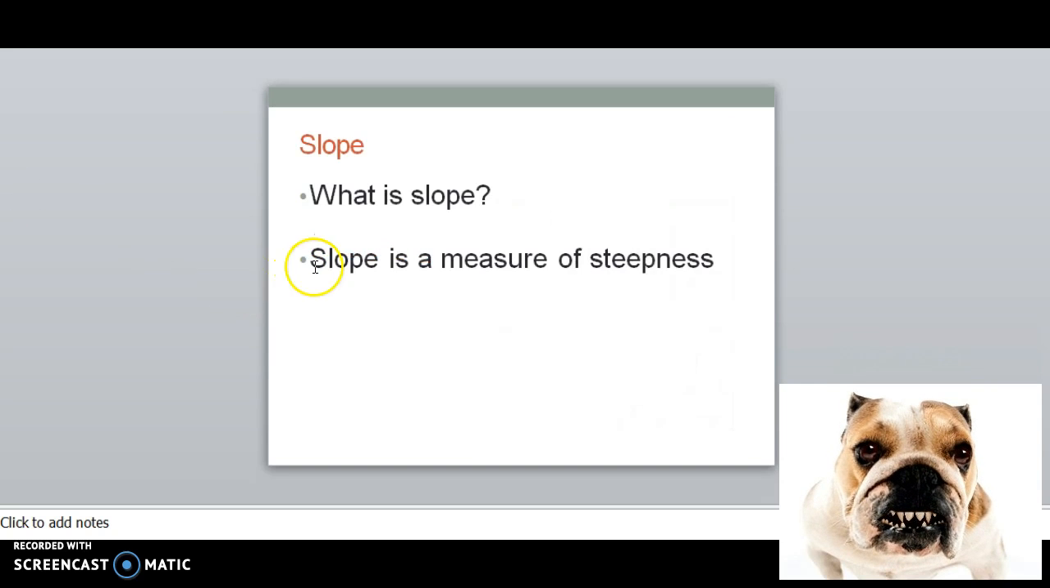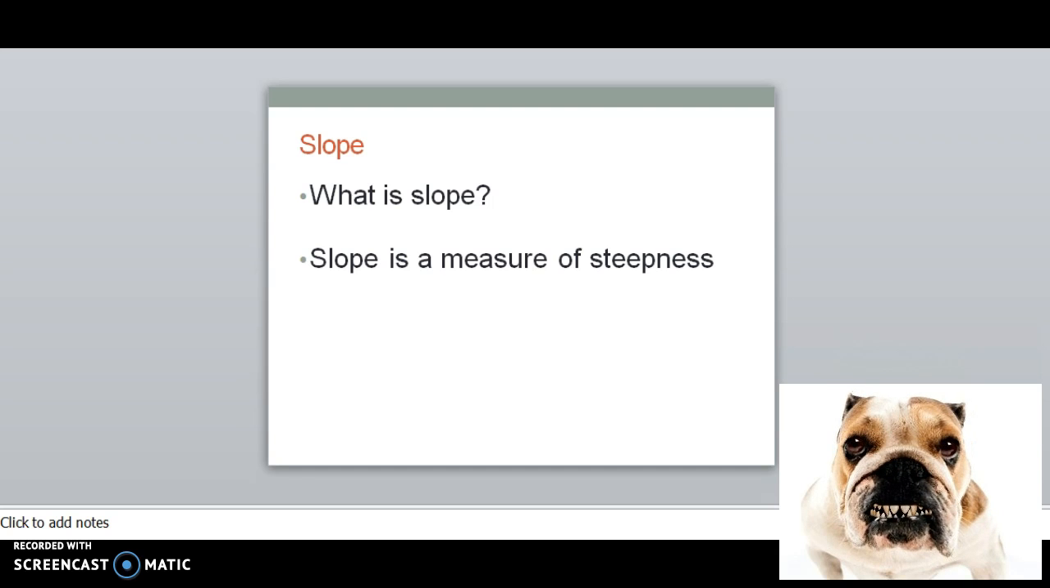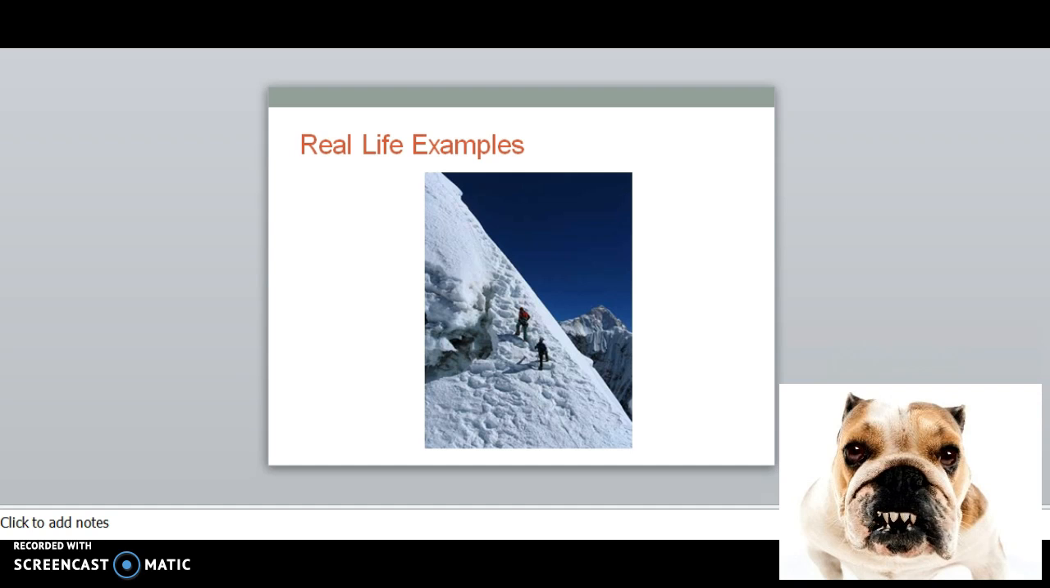Slope is a measure of how steep something is. So we use numbers to determine how steep a slope might be. Let's look at some real-world examples of what slope is and where we might see it. For example, if any of you go skiing or snowboarding, the mountain is a slope. There's a steepness to it. Some mountains might be more steep than others, but it has some sort of steepness to it.